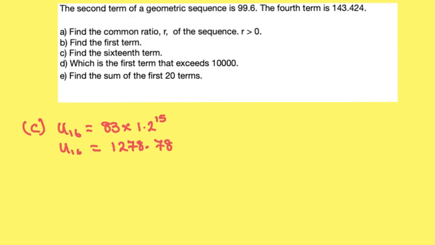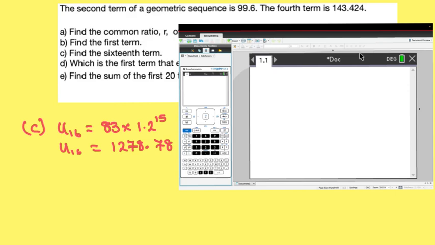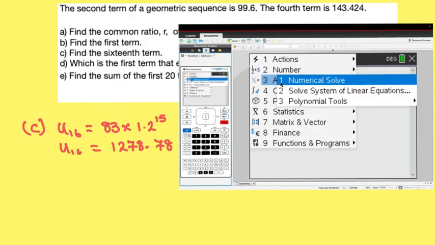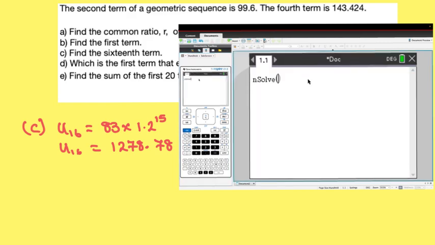Part D, which is the first term that exceeds 10,000. Right, there's two ways you can do this. I'm going to show you both ways using your GDC. The first is to use nsolve, and the second one is to actually graph it and use the table function on the graph. So I've opened the GDC at a calculator page. Now I'm going to find nsolve. So menu, algebra, numerical solve.